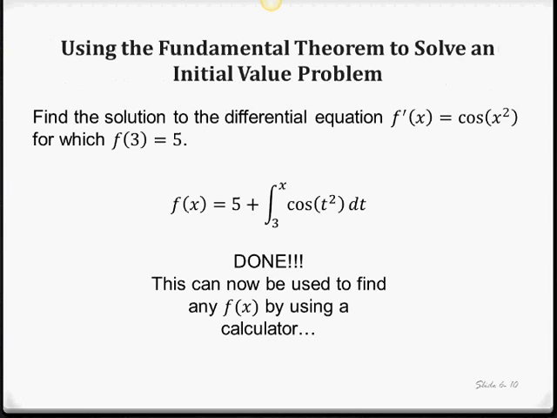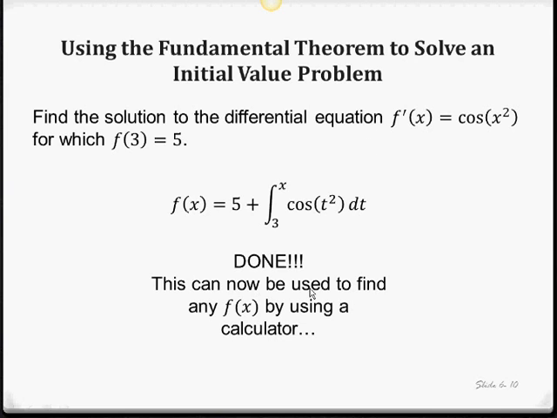We're now going to use an example where you have to use the fundamental theorem, because right now we don't have an easy method to find the antiderivative of the cosine of x squared. This question is asking to find the solution to the differential equation f prime of x is equal to cosine of x squared, where f of 3 is equal to 5. So my 5 goes there, plus my integral from 3 to x of cosine of t squared dt. I am now done because that is actually a function whose derivative is this.